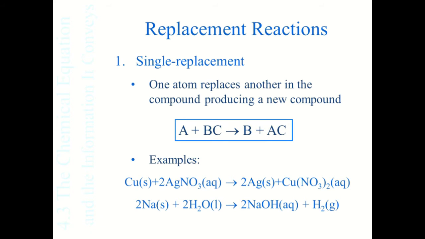Then there's single replacement. In single replacement, typically, you start with a metal. The A that you see there is often a metal. BC, the compound, is an ionic compound. Now you know what ionic means? Is this ionic? Silver nitrate, is that ionic? Yes, it is. Ionic means what? How do you recognize an ionic compound? It must have a metal and a non-metal.